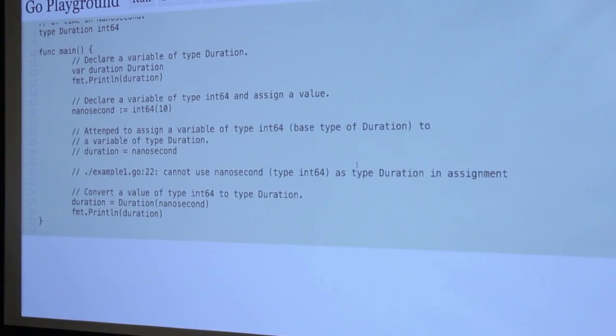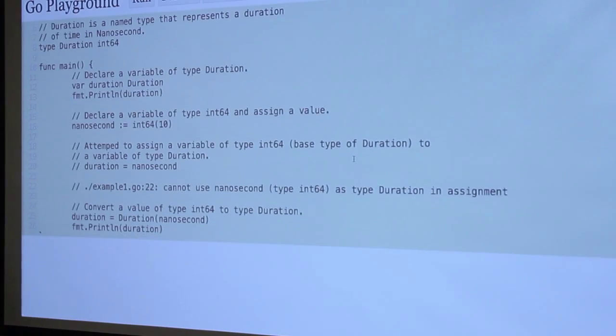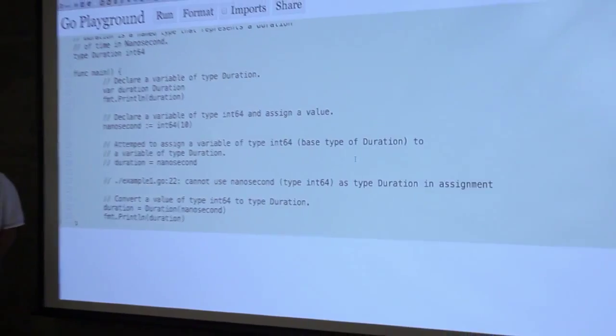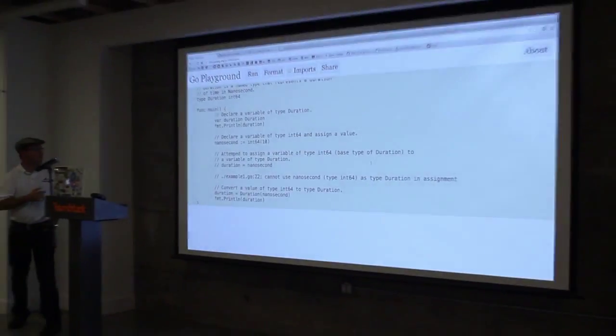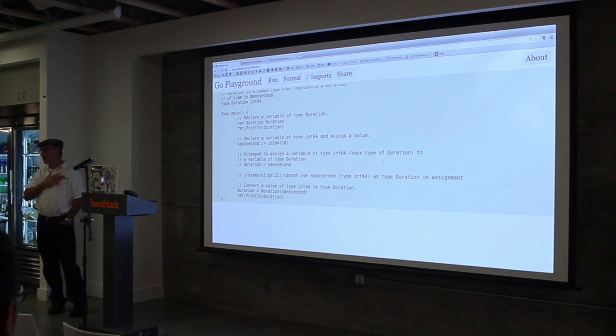So let's start with something here. So that is a named type in Go. I'm declaring a type, its name is duration, and its base type, it's based on an int 64. This is how duration is actually declared in the time package.